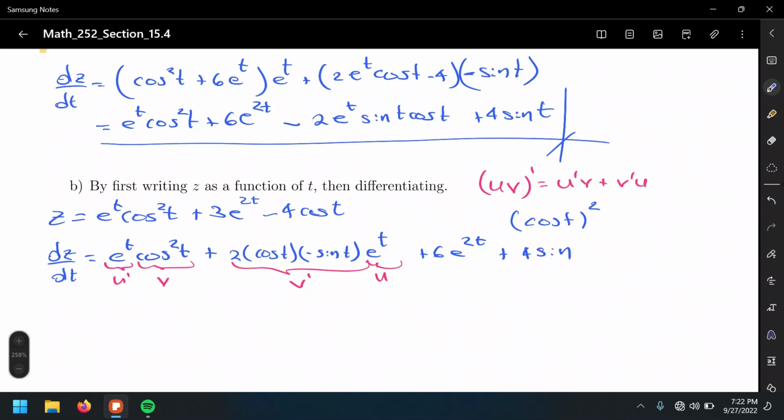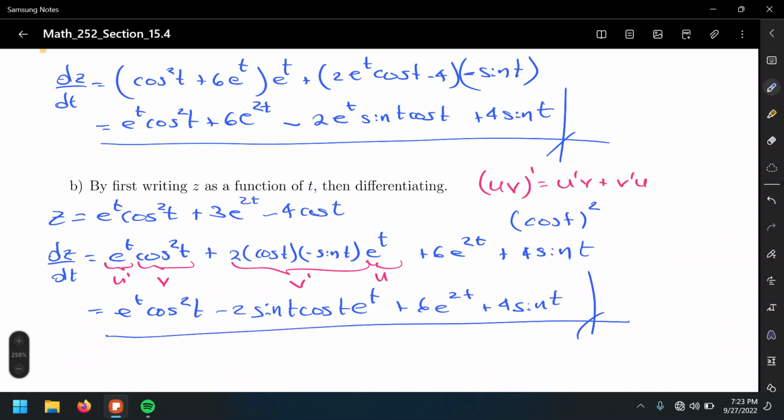All right. And well, is there anything interesting to do about this one? I don't think there's anything else. Actually, there's nothing to simplify other than cleaning up the parentheses. E to the t cosine squared t plus, or actually negative, let me do 2 sine t cosine t e to the t plus 6 e to the 2t plus 4 sine t. And these two answers actually match. Maybe the order of the terms I wrote is different, but it's essentially the same.